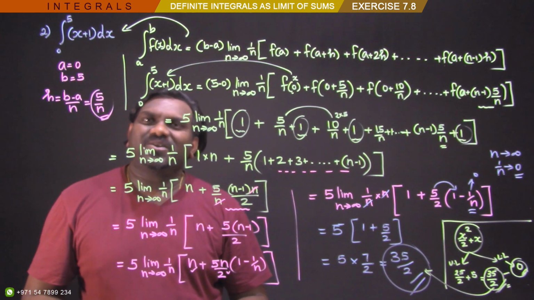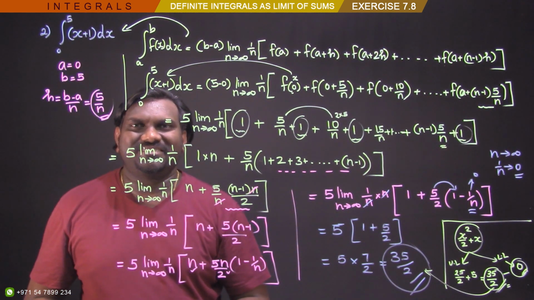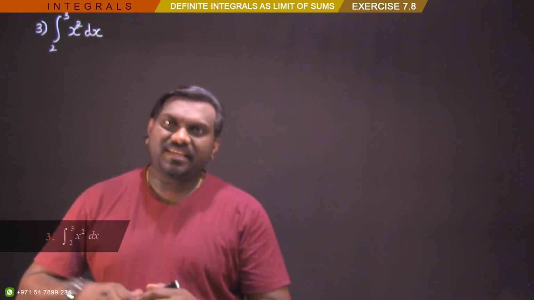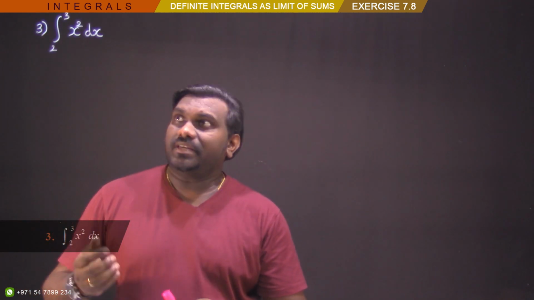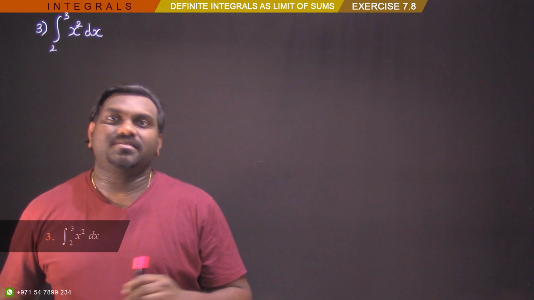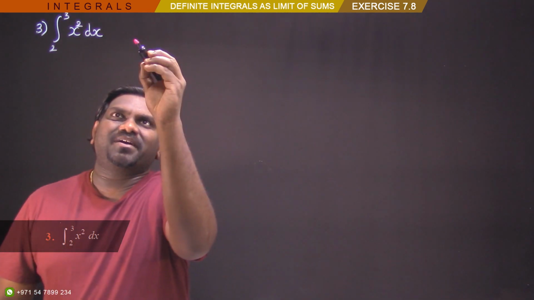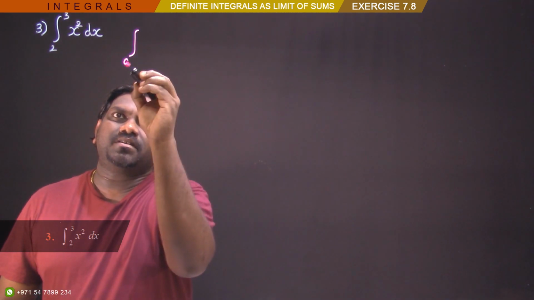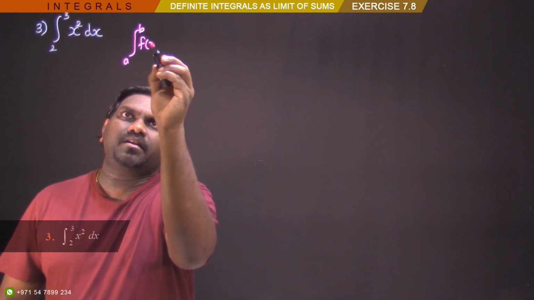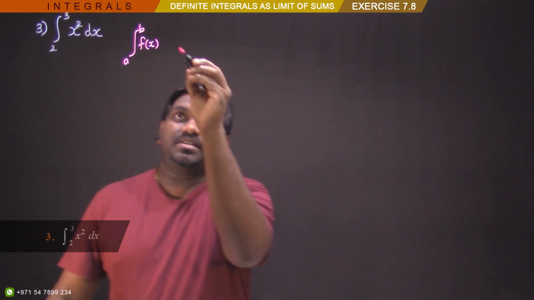Now we'll move on to the third question then. On to the third question, dear. Integrate 2 to 3 x square dx, as a limit of a sum, dear. As we know, what is the limit of a sum, dear? The integral from a to b of f of x dx.